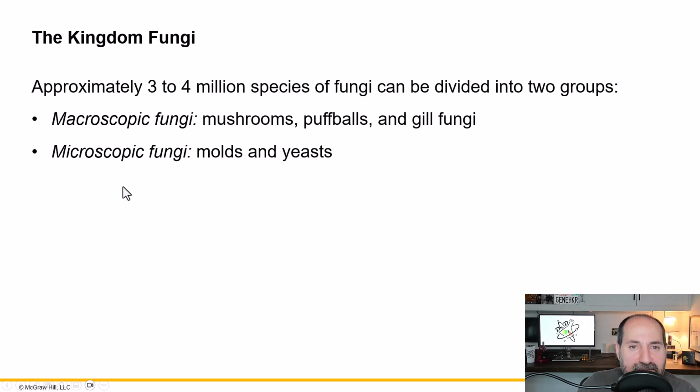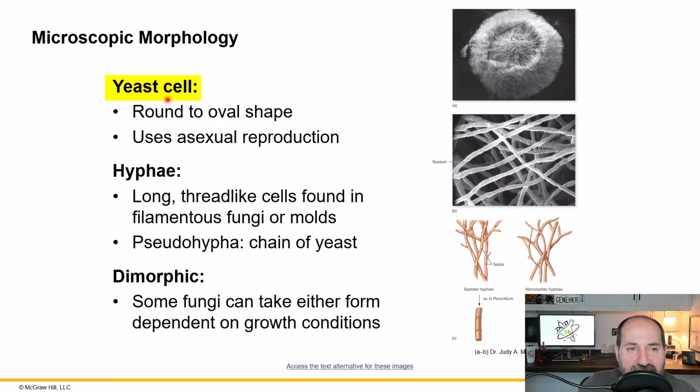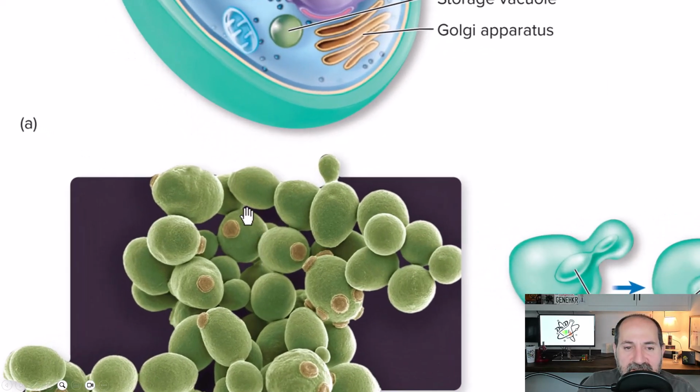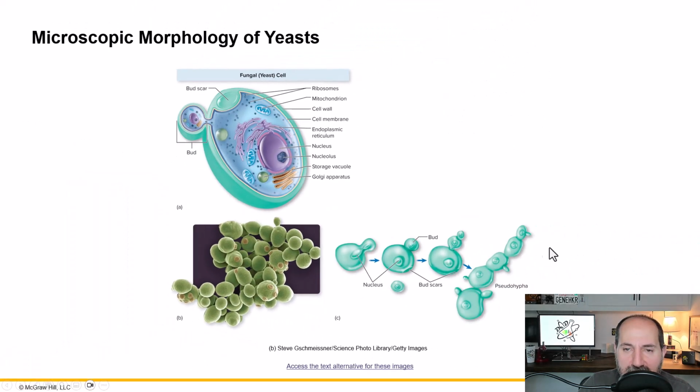All right, moving on. Remember the kingdom fungi, very important kingdom. There are macroscopic fungi, including mushrooms, puffballs, gill fungi. And then there's the microscopic fungi, molds and yeast. We should know that yeast are a type of fungi which have round to oval shaped cells, while mold have hyphal cells. Mold have cells that are thread-like or hyphal. Here are the yeast cells. I said the yeast cells are semicircular or oblong in shape. And you should know that yeast divide by a process known as budding.